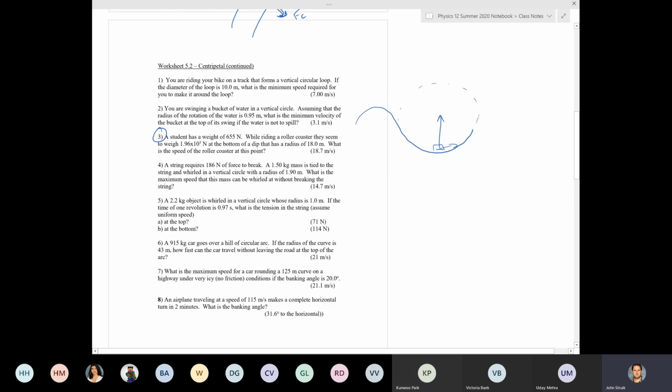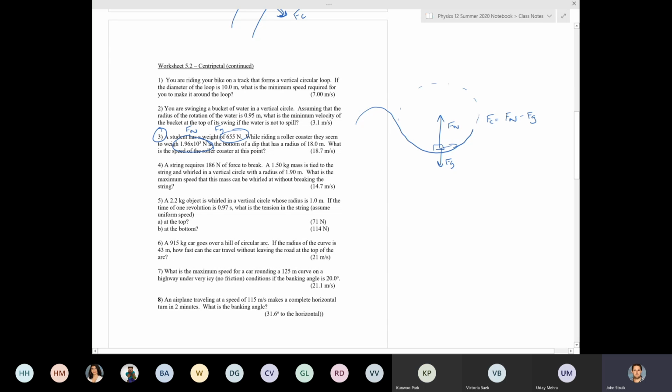If you were to draw the forces acting on the roller coaster at that point, you have Fn going up and Fg going down. Okay, and then the Fc would be the net force acting on that. So it would be Fn minus Fg. Now in this case, the student normally has a weight of 655 newtons, so that's Fg. And when they seem to weigh, that's Fn. Okay, apparent weight is Fn. And then we have the radius as well, and we want to find the speed of the roller coaster.